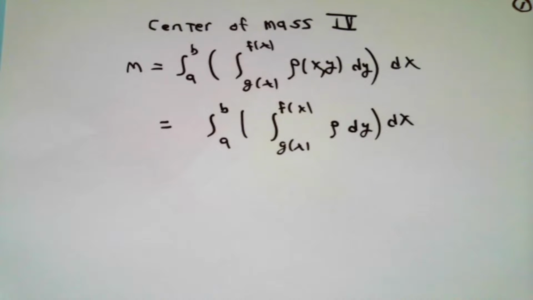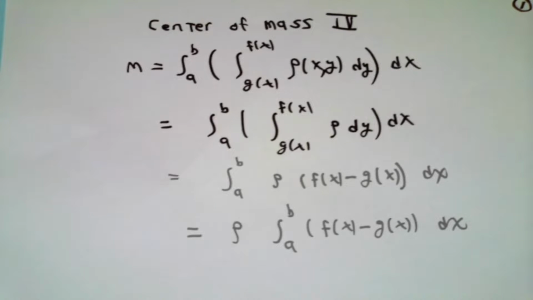Then in the inside integral, the antiderivative would just be rho times y. You would have to evaluate that at f of x and g of x and subtract. Since the mass density is a constant, I can factor it out of the remaining integral, and I find out that the mass is the constant mass density multiplied by the area of the region, just as it should be in the case where the mass density is a constant. In the case of constant mass density, this last expression tells me the mass of the region.